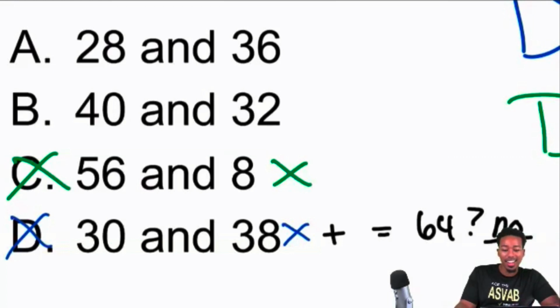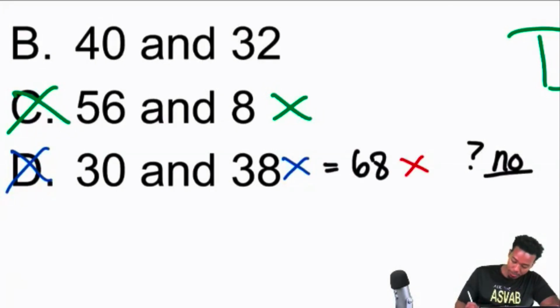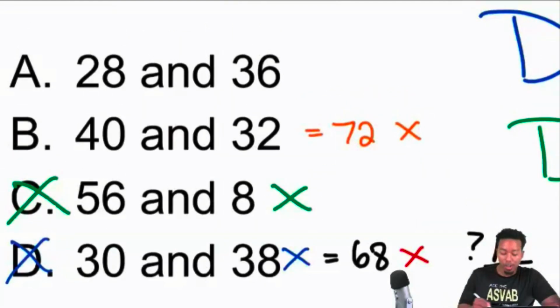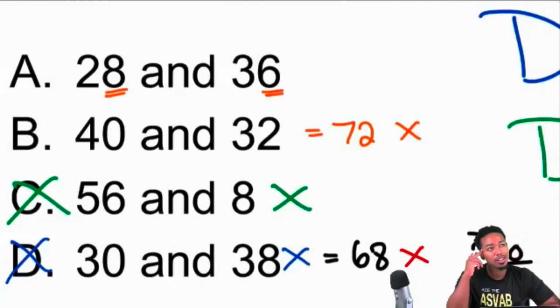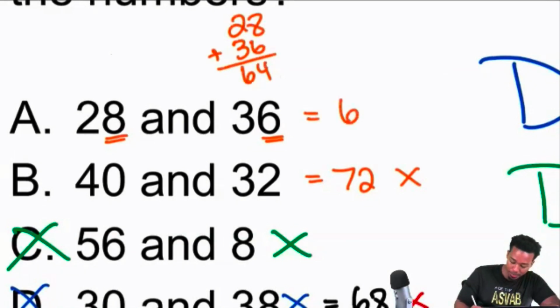No, it's not. And if you wanted to know what the exact numbers were, I got you right here. I'm going to have 30 plus 38. That's going to equal 68. That's why it doesn't work. 40 plus 32, add those together, that's going to be 72. Not going to work. 28 plus 36. Oh, look at that. 8 plus 6 is what again? 14. 4 at the end. You add 28 and 36 together, that's going to give you 64. And guess what? A is the answer.